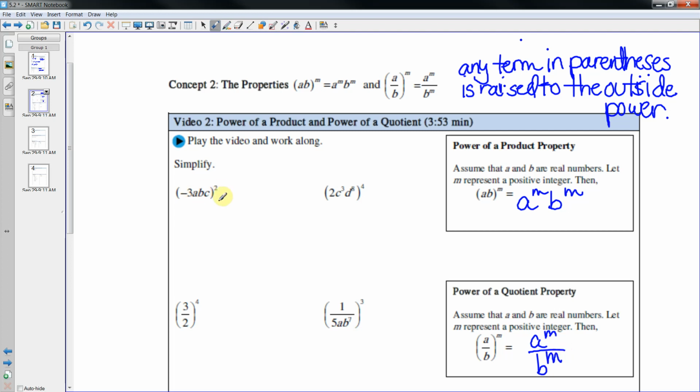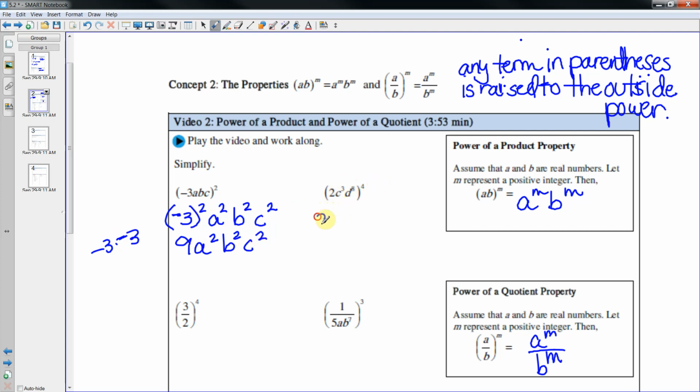So let's do some with some actual numbers and variables. Negative 3abc squared. So that means I've got negative 3 that I need to square, an A I need to square, a B I need to square, and a C I need to square. So the only thing really to work out now is negative 3 squared, which would be negative 3 times negative 3. So that gives me positive 9, a squared, b squared, c squared. Just like that.